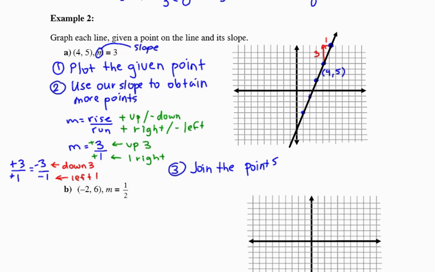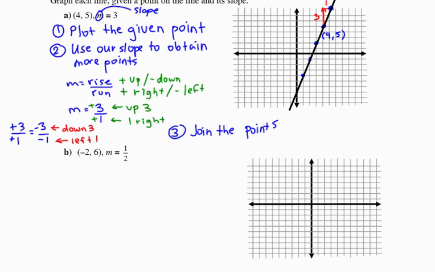Okay, let's try another one. So what's our first step? Plot -2 and +6. 1, 2, 3, 4, 5, 6. It has -2, +6. It's our first point. Now that that's plotted, what do we have to do next? Use our slope to get another point. So we need to interpret our slope.